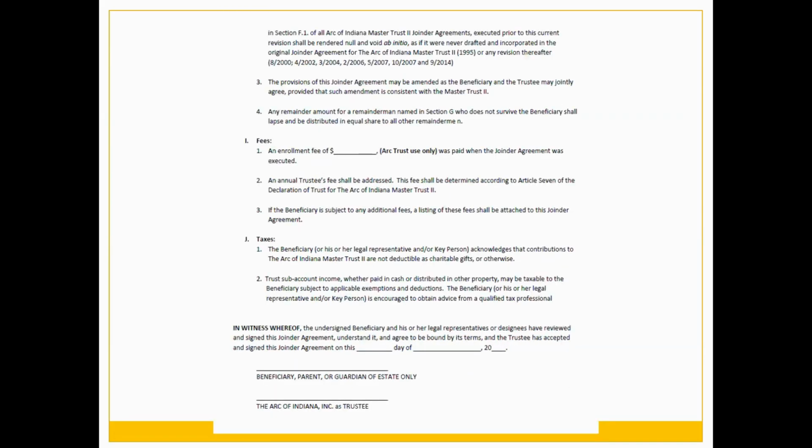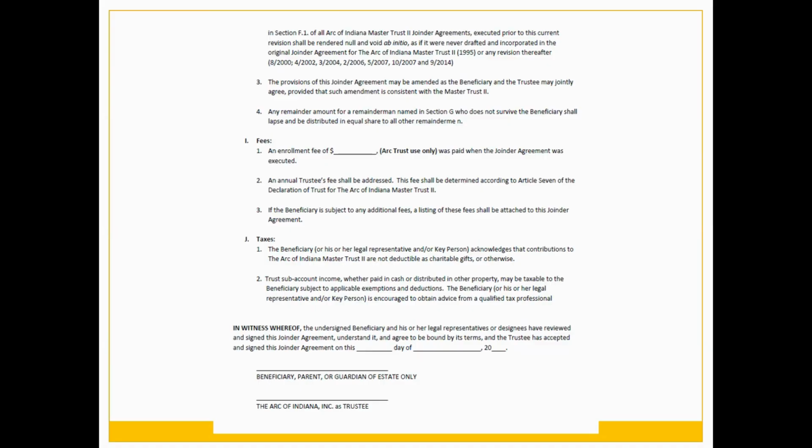On the last page, we would need a signature from the appropriate person who is able to establish the trust. So first and foremost, this can be either the beneficiary, their legal guardian, a parent or grandparent who can sign the Trust 2 enrollment forms. If the beneficiary is a minor, so someone under the age of 18, the parent or grandparent or parents or natural guardians or legal guardian must sign the joinder agreement. The minor child cannot sign the joinder agreement to open the account.